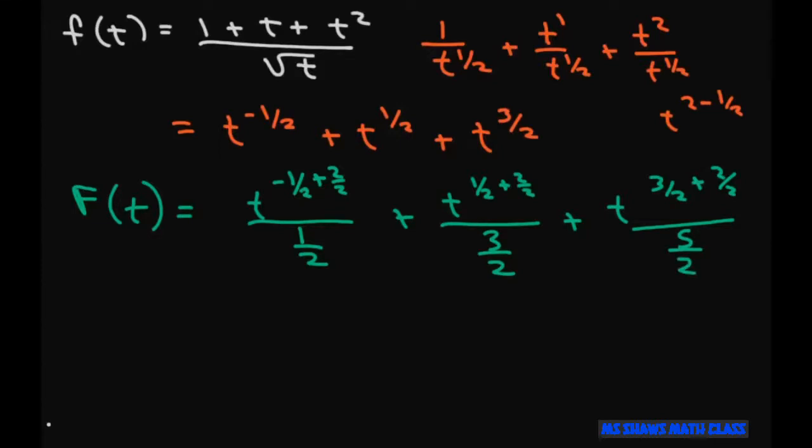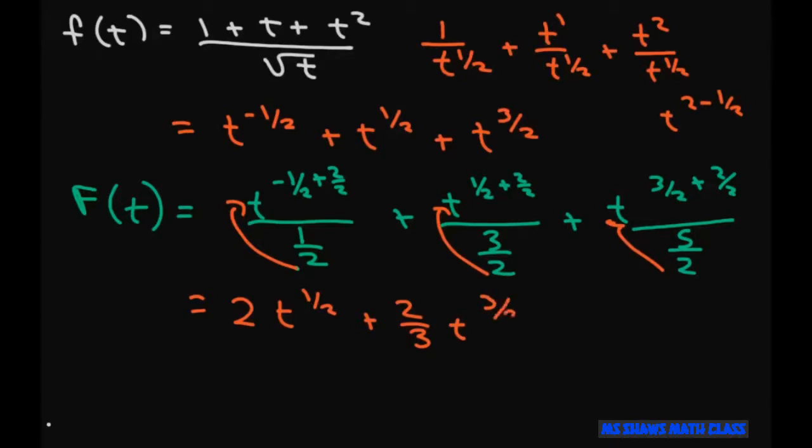And then you just flip this around. You just bring the 2 up here, 2 up here, 2 up here. So that's going to equal 2 t to the 1/2 plus 2/3 t to the 3/2 plus 2/5 t to the 5/2 plus c. And that would be it.